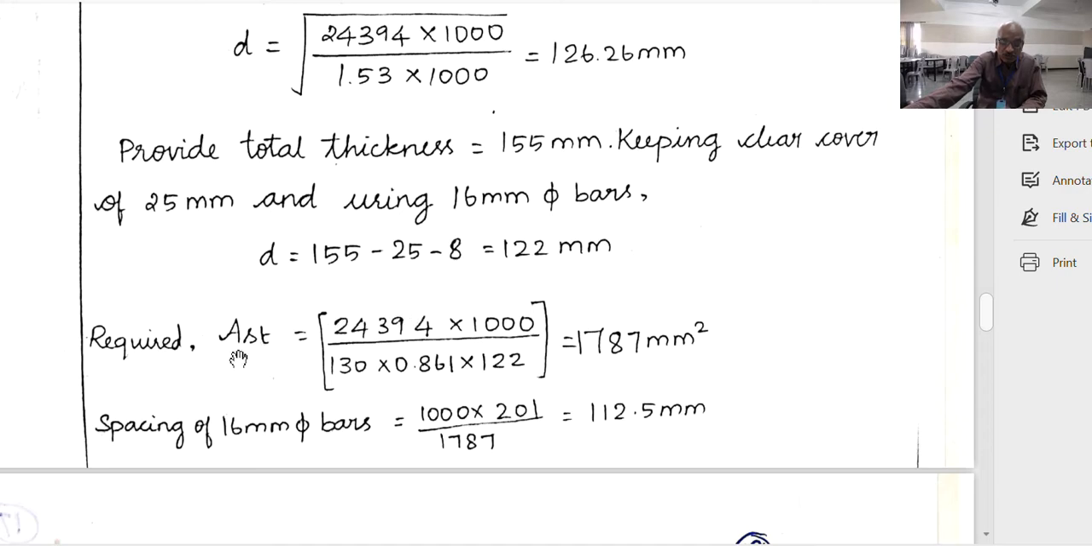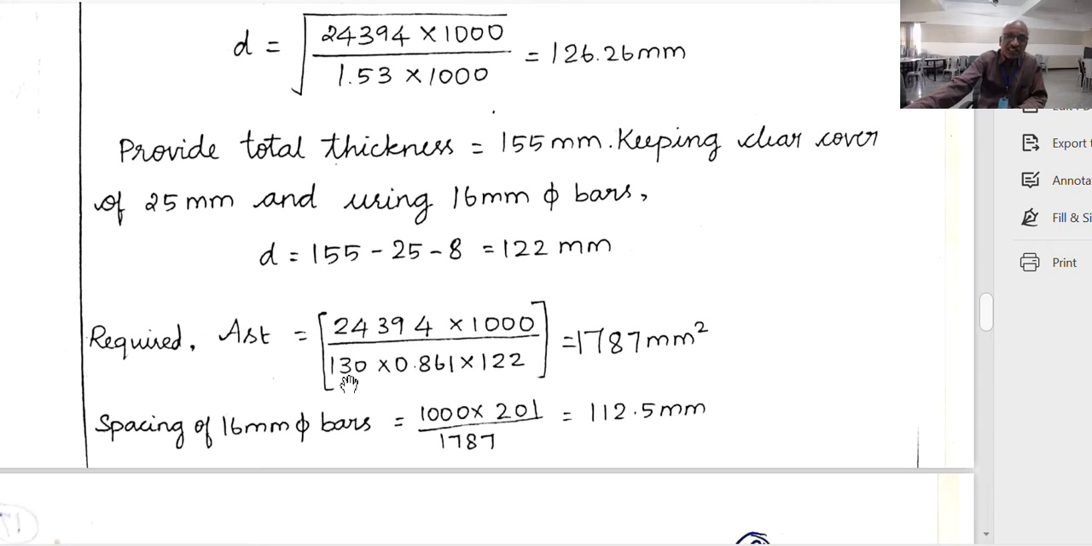So the area of steel is equal to bending moment by sigma st into jd. But here there are some minor changes. Actually, the roof slab is not in contact with the water. Therefore, what we can do is, here the stress 130 can be used, 230 is the stress for the deformed bars.